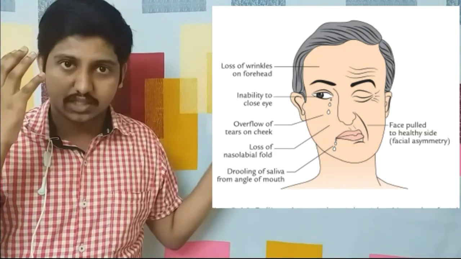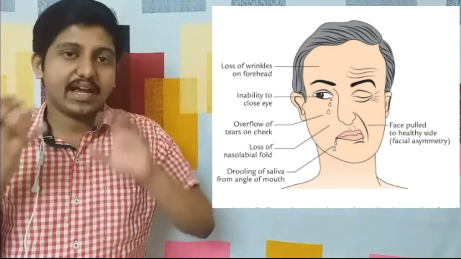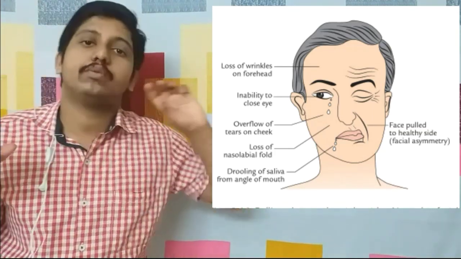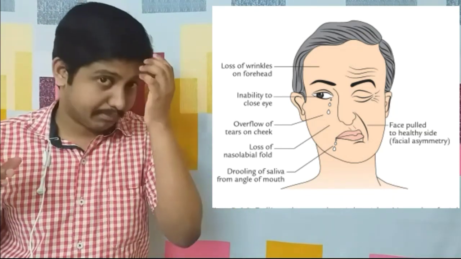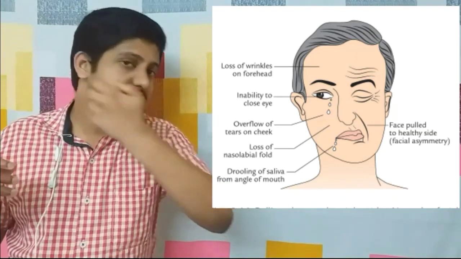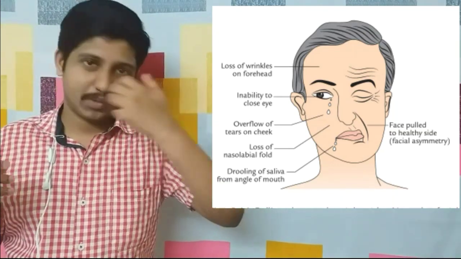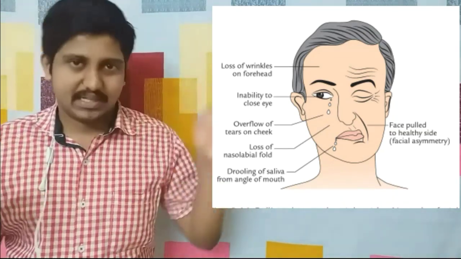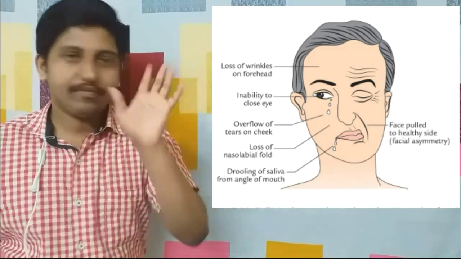where the lesion has occurred is affected, and hence this affected side will be pulled towards the normal side, as the muscles of the normal side are still normal. These normal muscles will pull the face towards that side, the normal side. So that's all, that is the facial asymmetry.